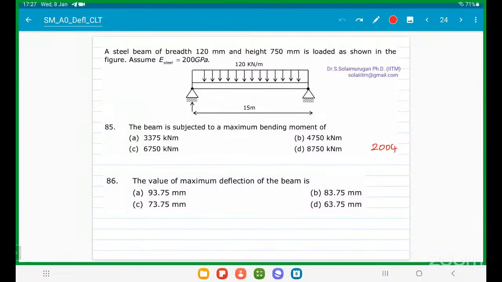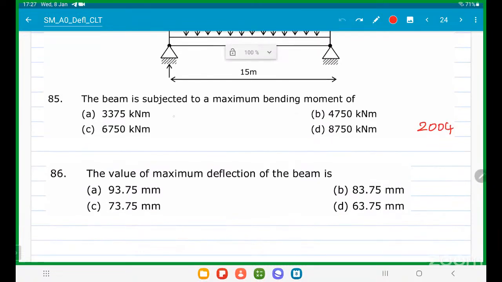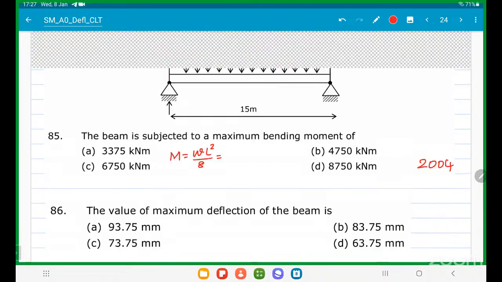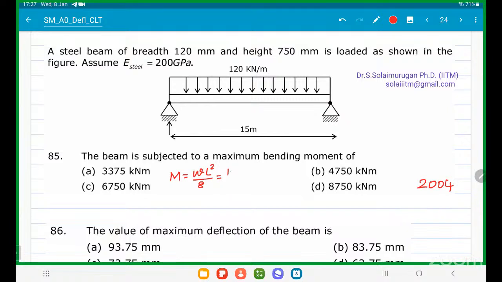Simply supported beam with full UDL. Maximum bending moment M equal to small w L square by 8 equal to small w how much? 120 into L 15. Answer? Quick answer. Answer will be kilonewton meter.